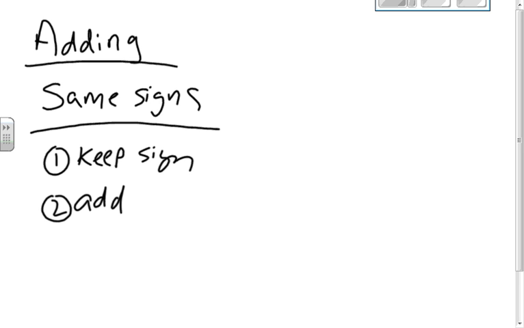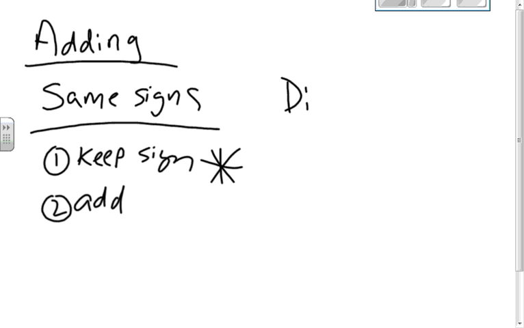One of the first things I want you to do from now on, whether it's adding, subtracting, multiplying, dividing, the first thing you need to decide is what the answer is going to be. Is it going to be positive or is it going to be negative? Once you decide that, you write down the sign. A lot of people aren't doing that and your answer is the wrong sign.